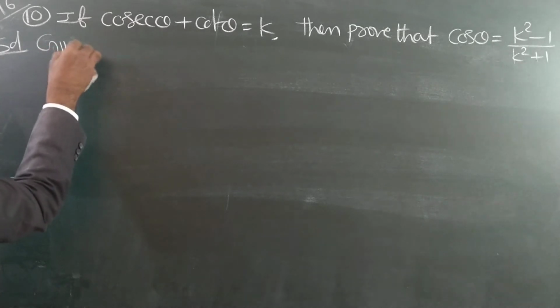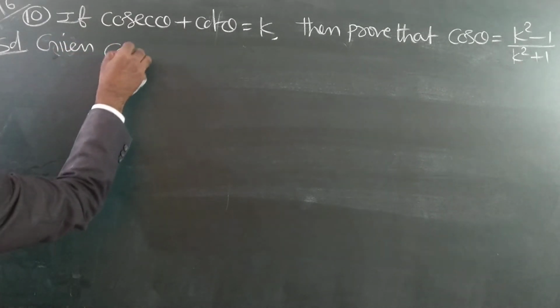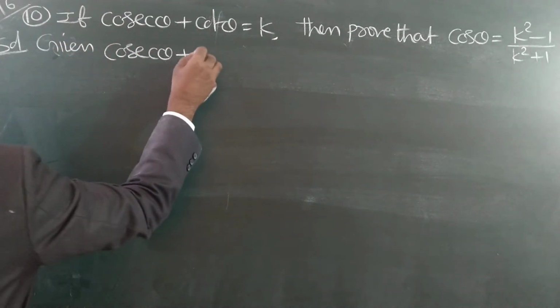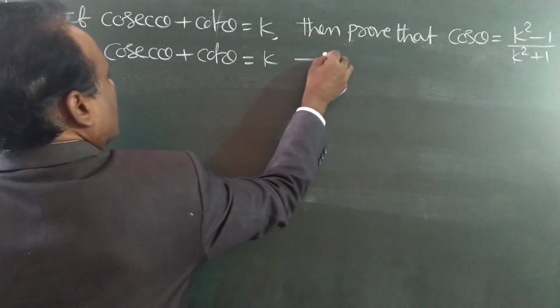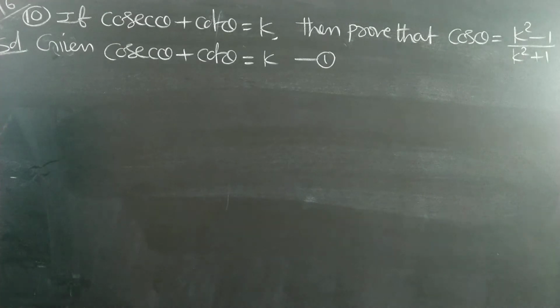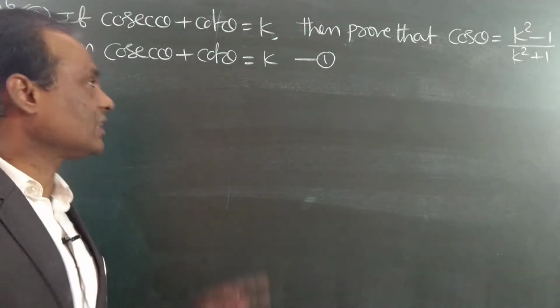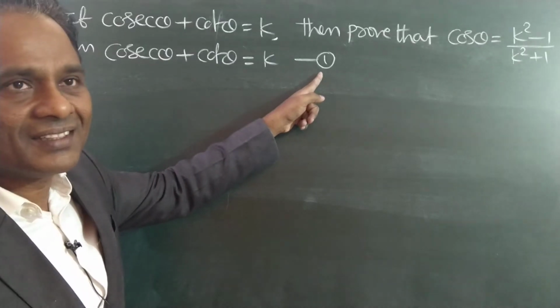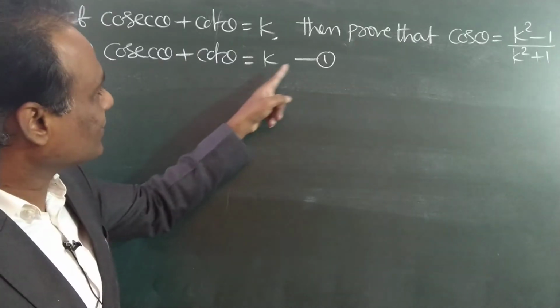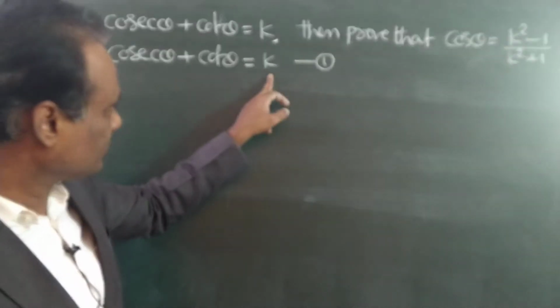Given. Don't write. It is similar to the previous 9th question. Up to some extent it is the same. Cosecant theta plus cot theta is equal to k. This is given in the problem.